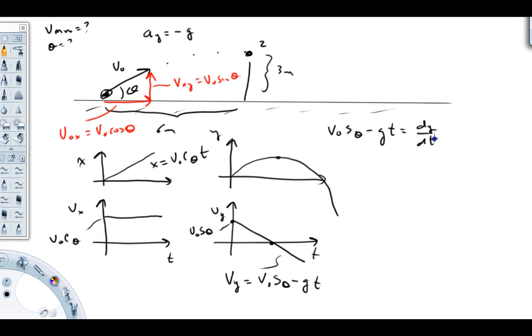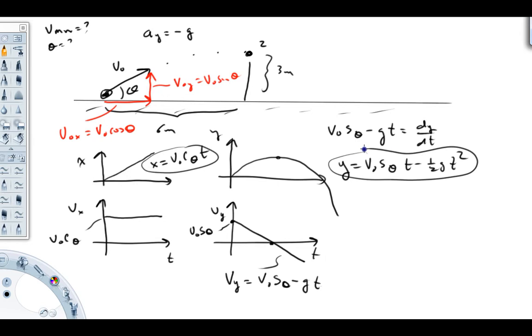So this can be separated and integrated, and what we're going to end up with is y equals v sub o sine theta t minus 1/2 g t squared. So as far as the physics of this problem is concerned, there are 3 equations to deal with. We've got this one, and this one. Now, this problem inherently has 3 unknowns.